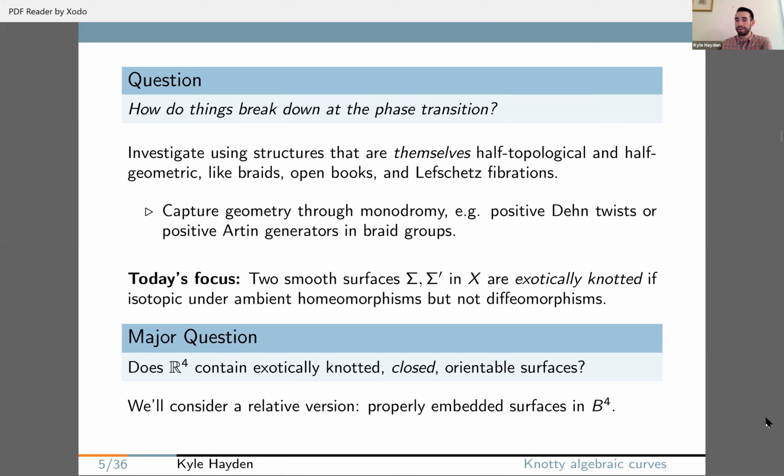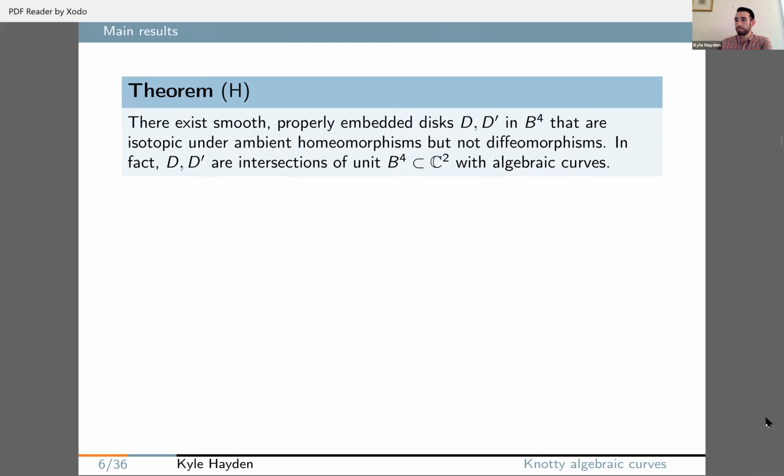Okay, so in this relative setting, the first main result I want to talk about today is that we're going to look at pairs of smooth, properly embedded disks in the four-ball that are isotopic under ambient homeomorphisms, but not under any ambient diffeomorphisms. And in fact, these disks are going to arise as intersections of the unit four-ball with algebraic curves in C2.